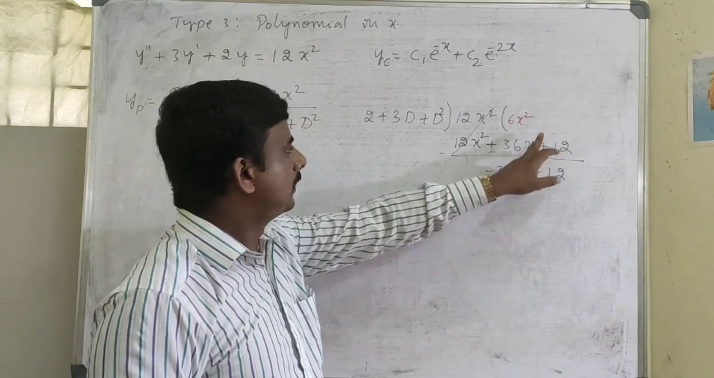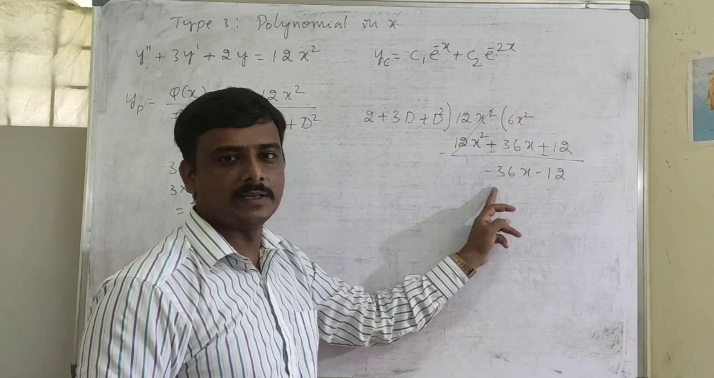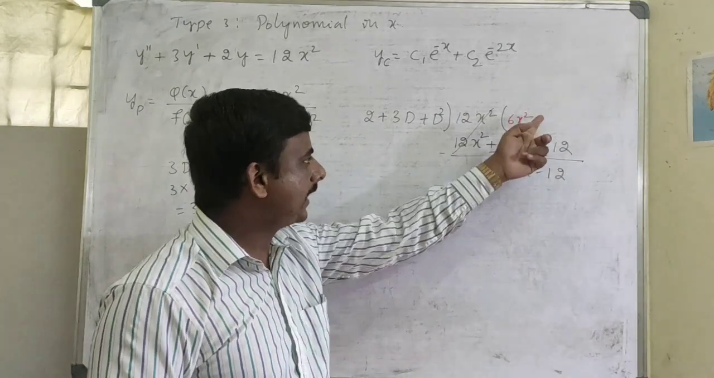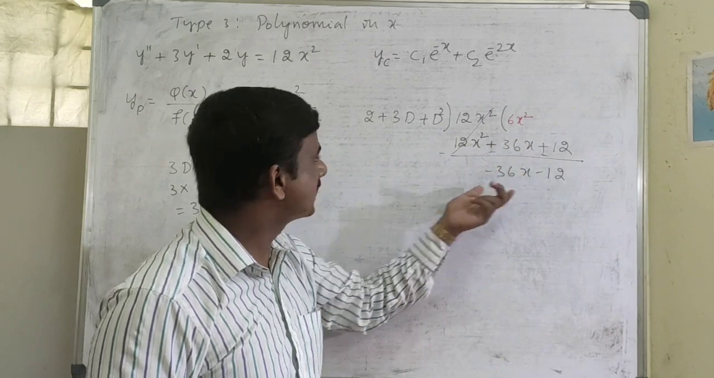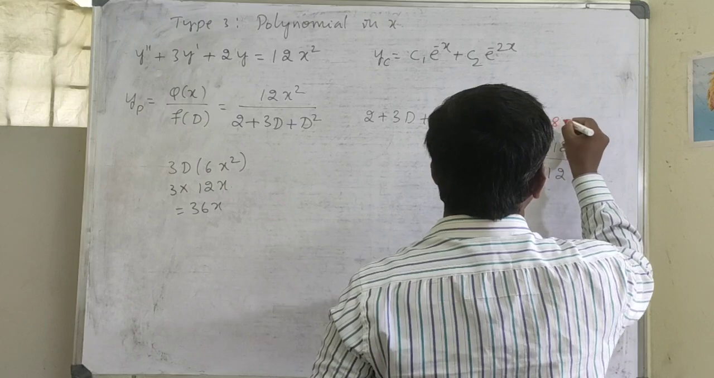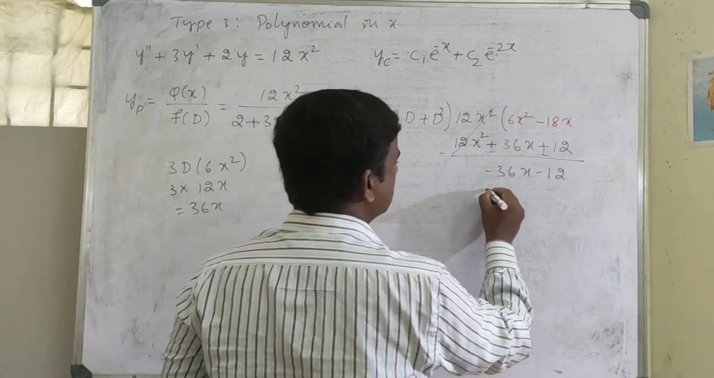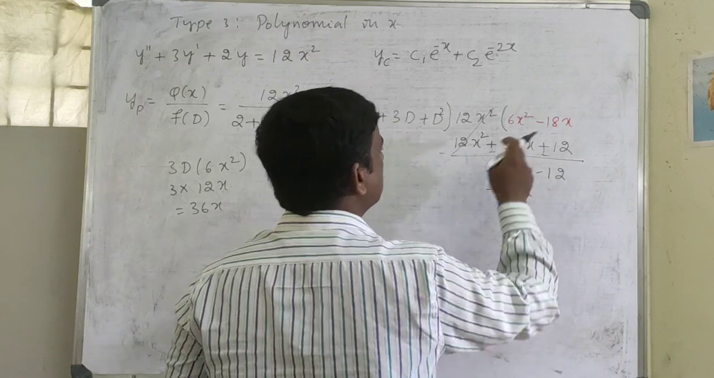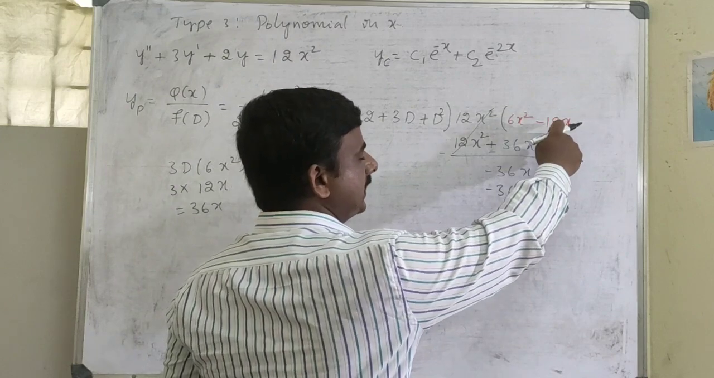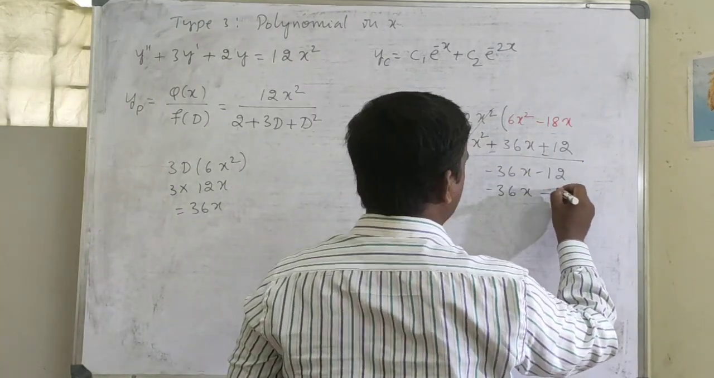Now, I should write a term here. The product of that term with 2 should give minus 36x. Or, the shortcut is, here I should write minus 36x divided by 2. That is minus 18x. So, minus 18x into 2, that is minus 36x. Minus 18x into 3D. So, differentiate it, minus 18 into 3, 54. So, we get minus 54.